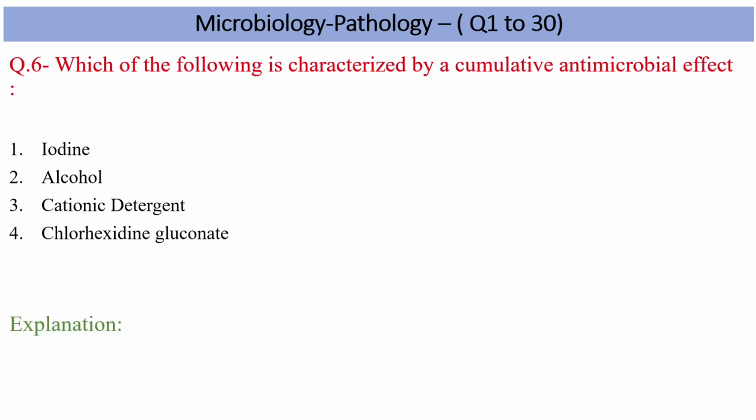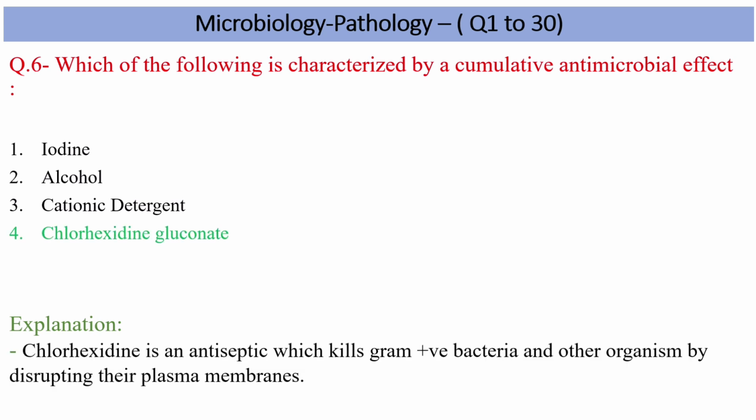Which of the following is characterized by a cumulative antimicrobial effect? Iodine, alcohol, cationic detergent, chlorhexidine gluconate. Correct option is chlorhexidine gluconate. Chlorhexidine is an antiseptic which kills gram-positive bacteria and other organisms by disrupting their plasma membranes.